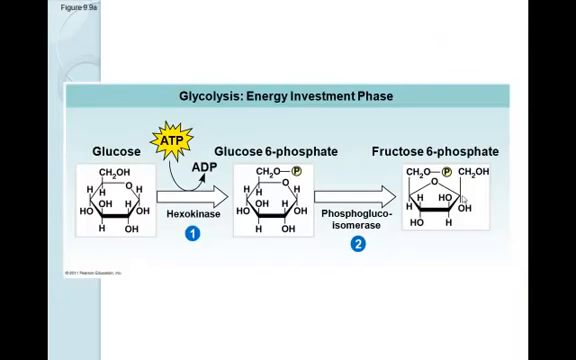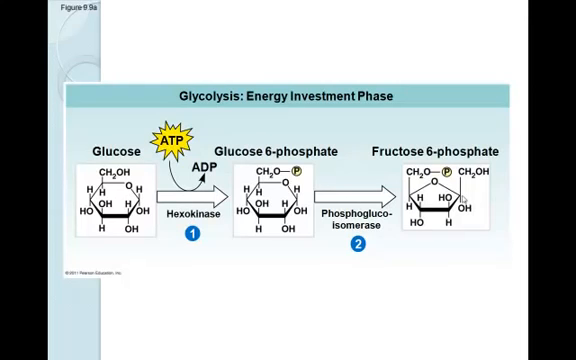The first step of glycolysis actually requires energy. Glucose is the starting compound, and it is converted to glucose 6-phosphate by the enzyme hexokinase. The enzyme hexokinase requires an ATP and takes the phosphate from ATP and puts it onto the number 6 carbon of glucose. This may seem like we're going backwards by using an ATP instead of making an ATP, but we'll get to the payoff phase later.